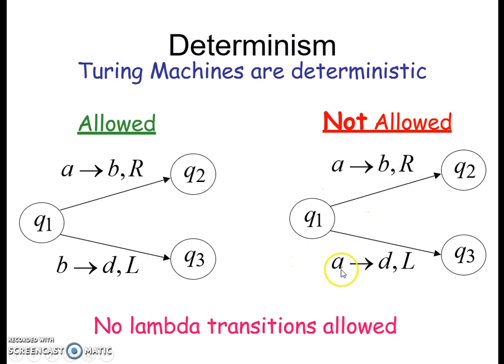Now in this diagram you can see that A is being updated to B as well as A is being updated to D. So how is it possible? This non-determinism is not at all possible in Turing machines. Please note that no lambda transitions are allowed.